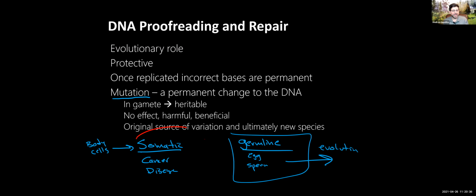Somatic, you should know that word. Somatic cells are body cells. Somatic mutations, therefore, would be mutations that affect body cells. Somatic mutations cause cancer. Those are the ones you get in your somatic tissue, and you don't pass those on to your kids. Germline mutations are the ones that get passed on. Germline mutations happen during gametogenesis. Remember oogenesis and spermatogenesis? Mutations during that process are the ones that are important for evolution.